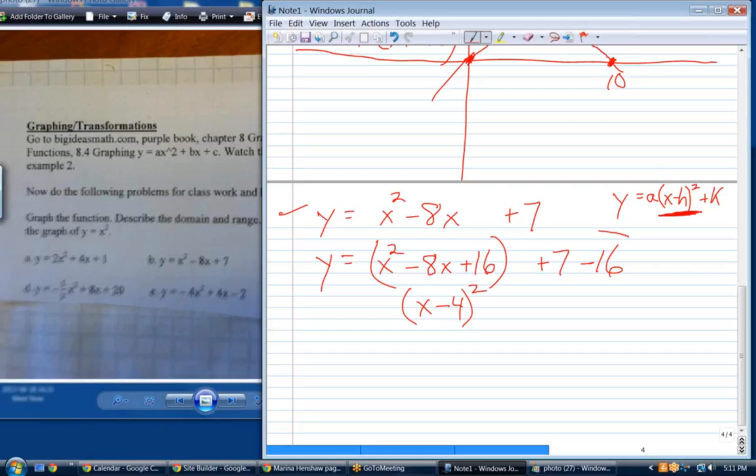Okay, now I combine these two. What do I got left? Minus 9. So now I got y equals, and I've got it in vertex format. That's perfect vertex format. A is 1. So where's the vertex?